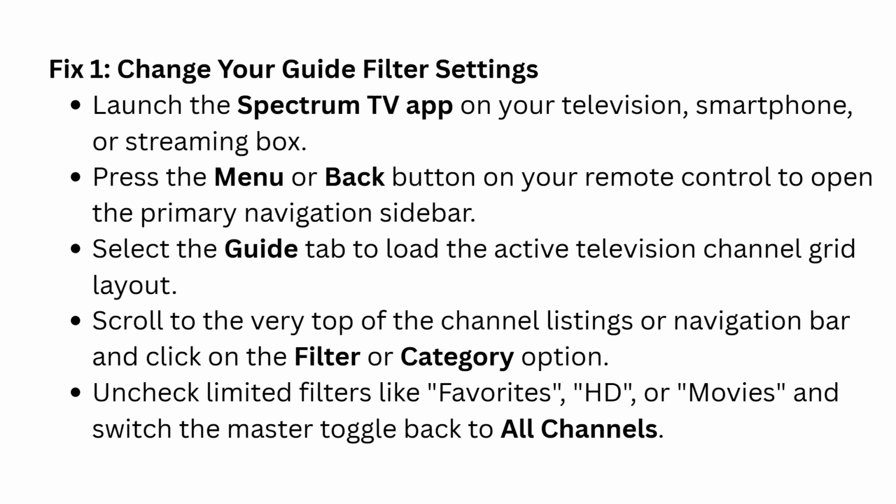Scroll to the very top of the channel listings or navigation bar and click on the filter or category option. Uncheck limited filters like favorites, HD, or movies, and switch the master toggle back to all channels.